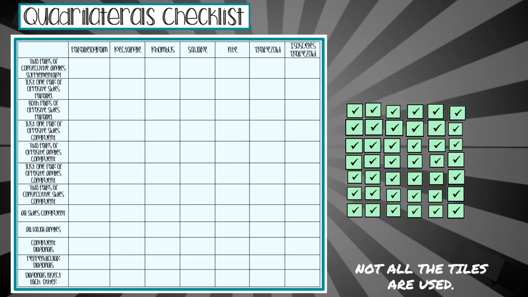Our quadrilateral checklist. Let's see our shapes: parallelogram, rectangle, rhombus, square, kite, trapezoid, and isosceles trapezoid. Properties. First, 2 pairs of consecutive angles supplementary. Everything from day one's fair game. Supplementary means they add to 180 degrees, 2 angles that do that.